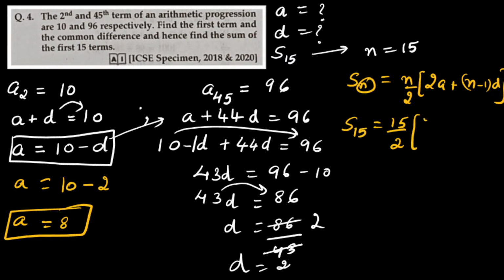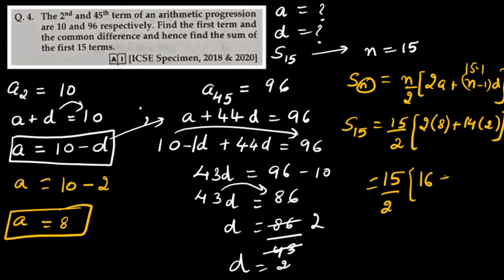S15 is 15 by 2 into 2a, where a's value we found as 8, plus n minus 1, which is 15 minus 1, that is 14, into d, where d is 2. So I have substituted n, a and d's values in the formula. We can't do cancellation here, so let it be like this only. 15 by 2 into, let's solve the bracket. 2 into 8 is 16, and 14 into 2 is 28.